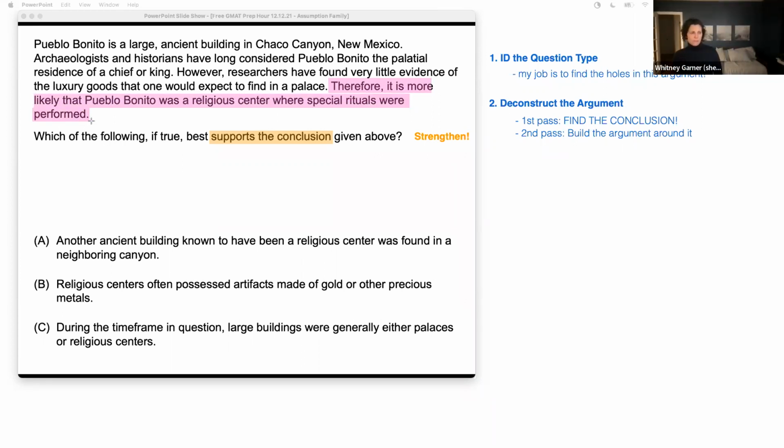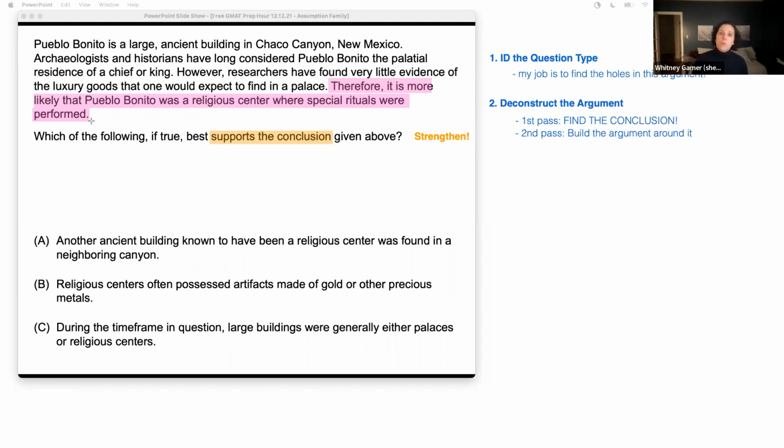That's my conclusion. So now I want to take a moment to sit with my conclusion. The author believes that PB was a religious center, whatever shorthand makes sense in your mind. PB was a church, a mosque, whatever you want to call it. So PB was a religious center. Why would the author think that?